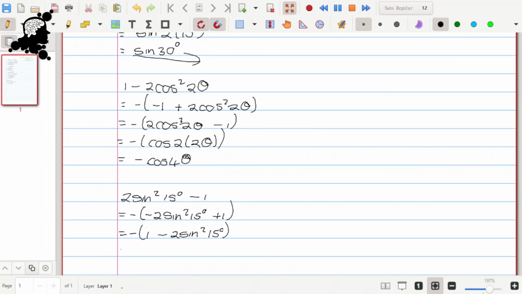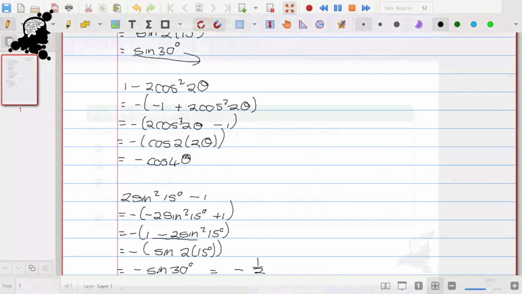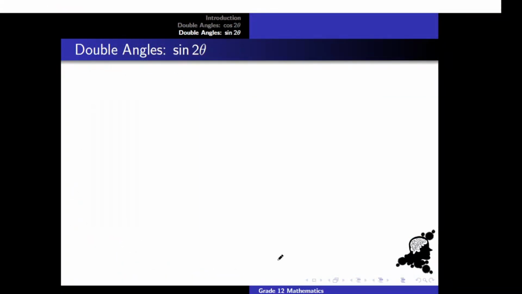When we simplify this, what we have in the bracket is a double angle identity for sine. So this is going to be negative sine of 2 times 15 degrees. Now 2 times 15 degrees gives us negative sine of 30 degrees. Sine of 30 degrees is a half because this is a special angle, so the answer is negative a half. Wonderful. Life is great. Now let's move on to the next content.